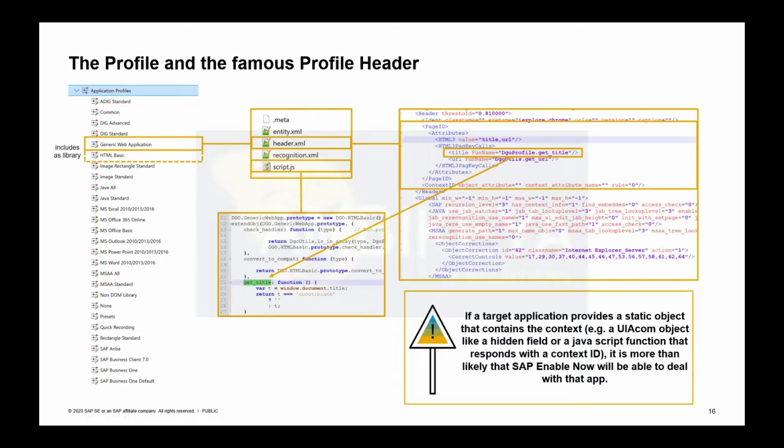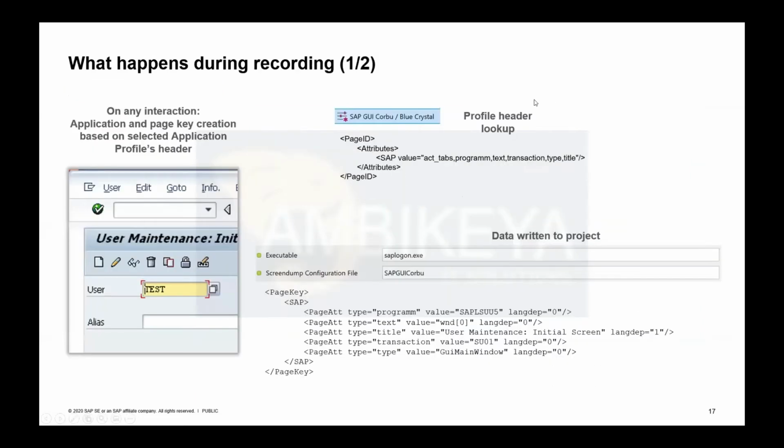We just have to ask that one question: do you provide something that gives me a unique ID of that particular context, and how could I access that? And that's the way to go forward. Any questions till now? Then let's go ahead. So what happens during initial recording?